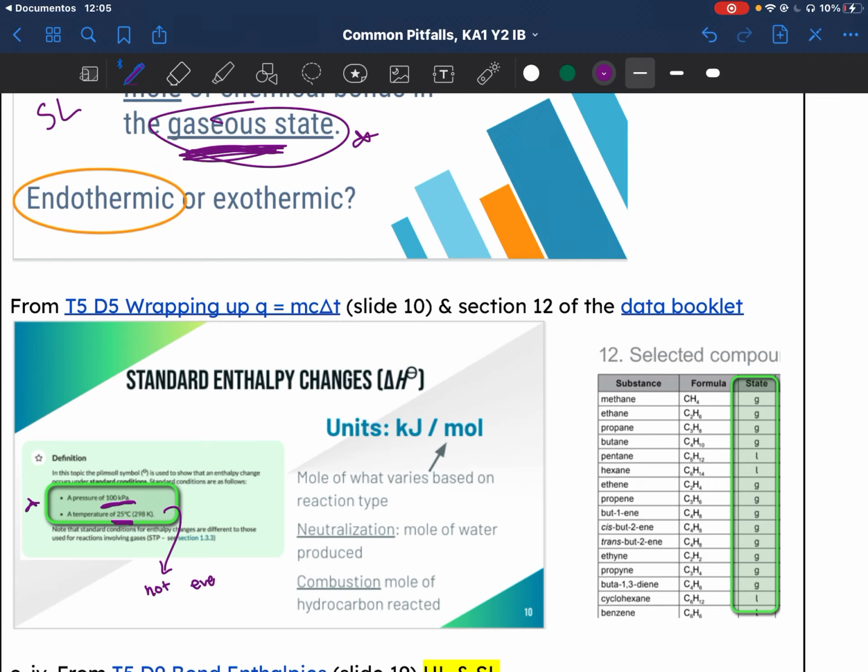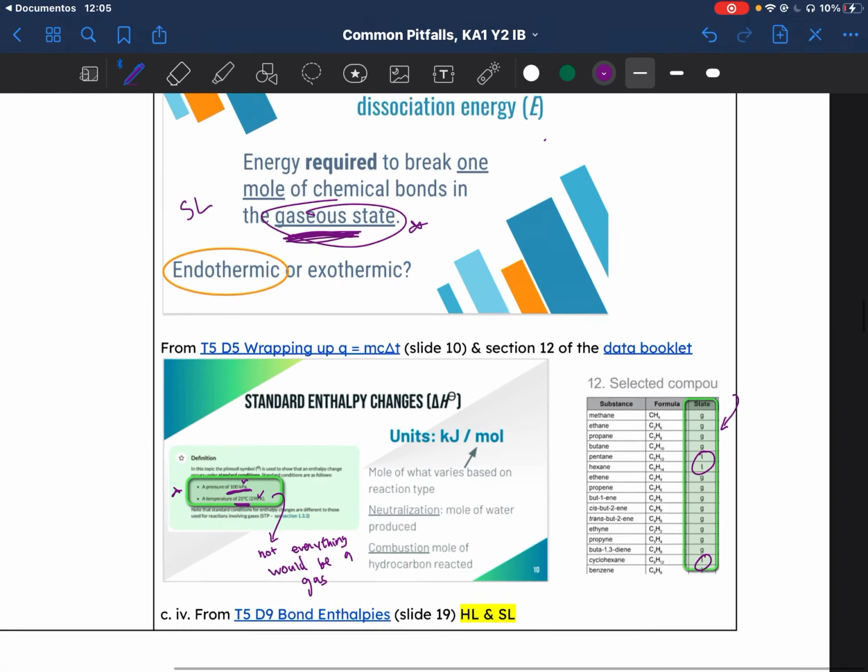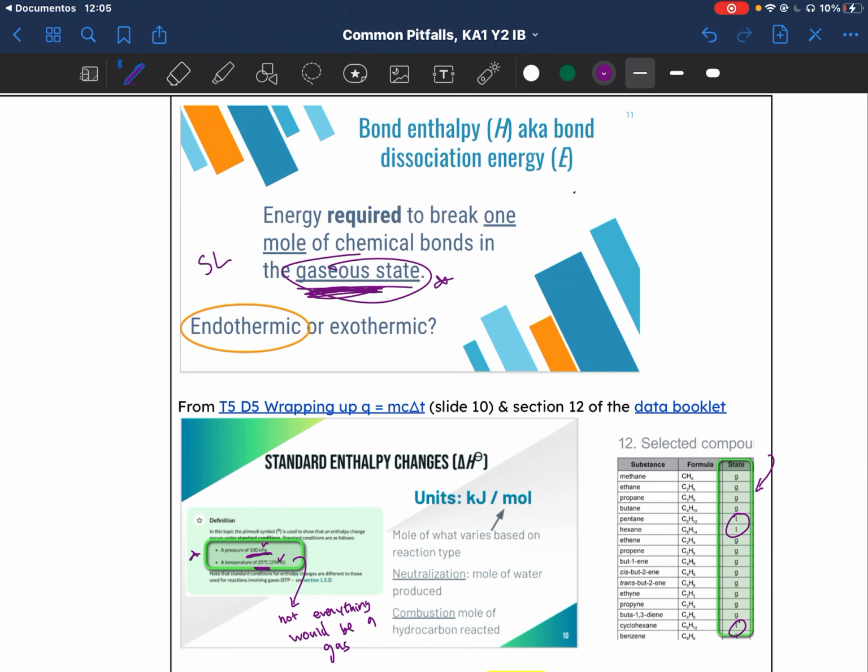Not everything would be a gas at these conditions, right? Pressure and temperature, that's what determines the state that something's in. And we even saw that in section 12 of the data booklet. At standard conditions, plenty of things exist as liquids or even solids. And so if everything is in a gaseous state, by definition, you cannot also be in standard conditions.